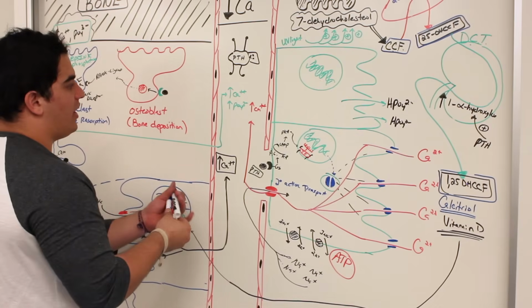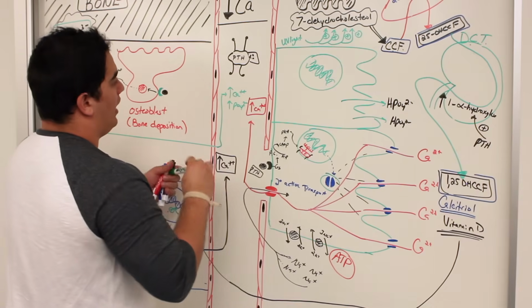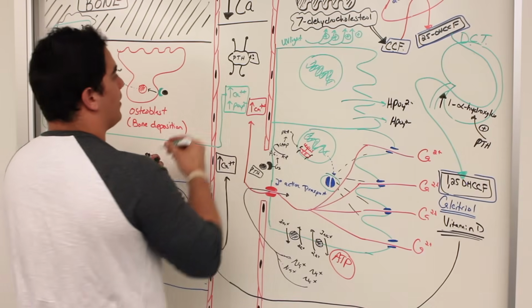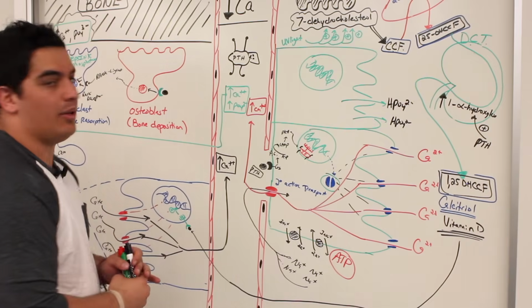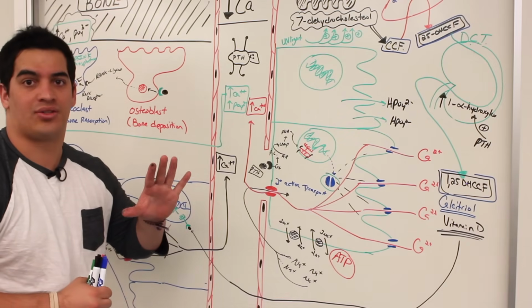And the overall result is that everything increases blood calcium levels there, and increases the blood calcium levels here. And that's how it would deal with that, okay? Now let's go ahead and take a look at calcitonin and see how calcitonin does this.